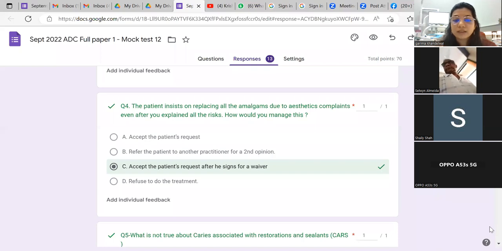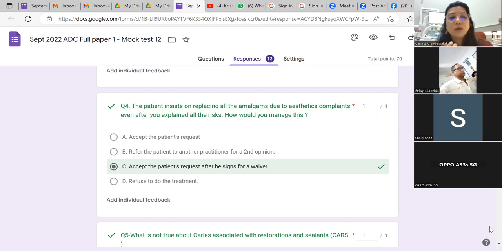Refer the patient to another practitioner for a second opinion. Why? For aesthetic reasons, the patient wants to change. No? So he comes to you, he comes to another practitioner. His concern is, I don't want silver fillings in my front teeth. Fair enough. Accept the patient's request after he signs a waiver is the right option.